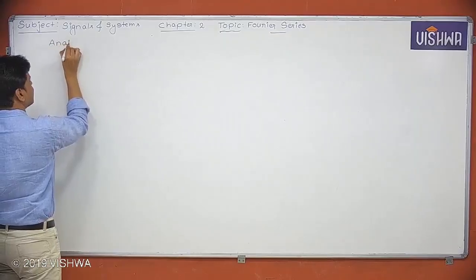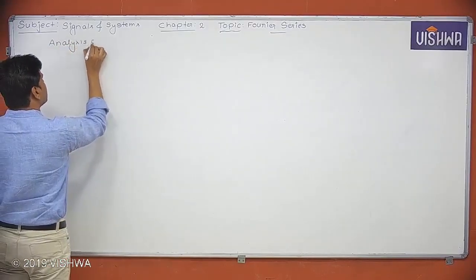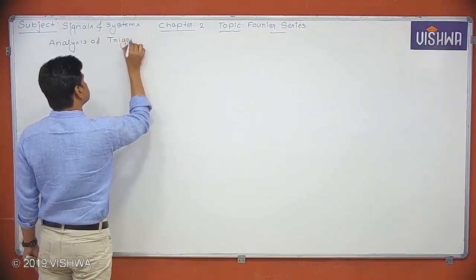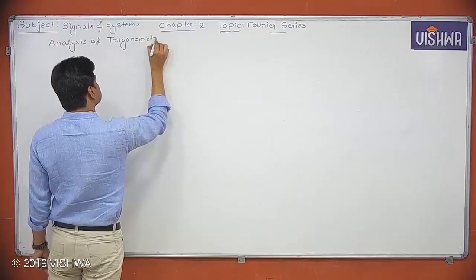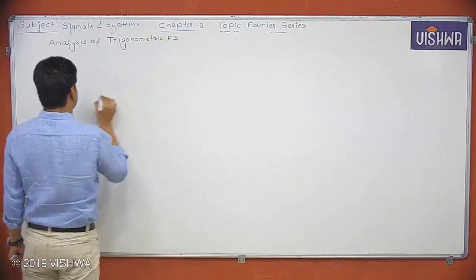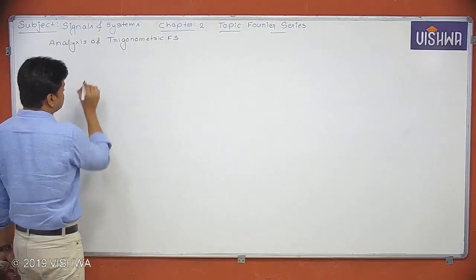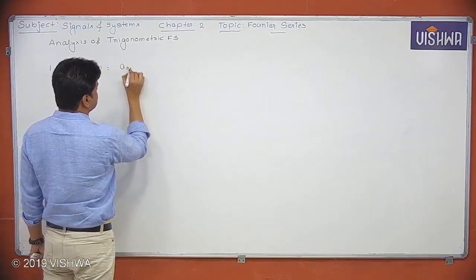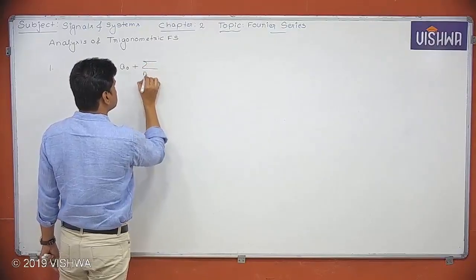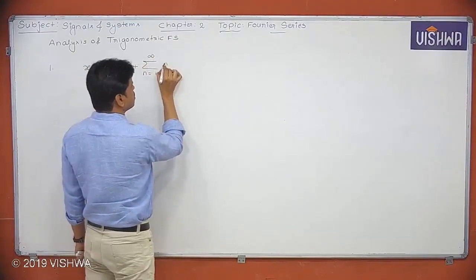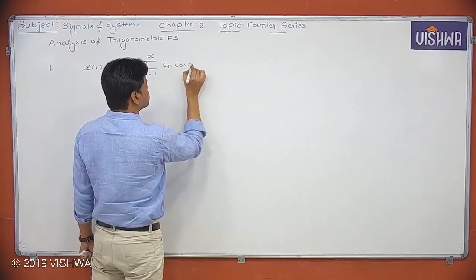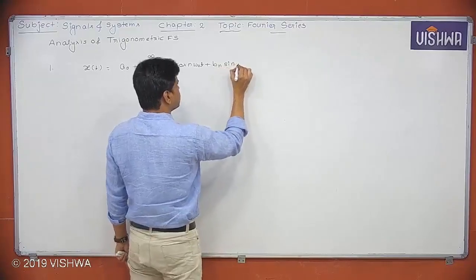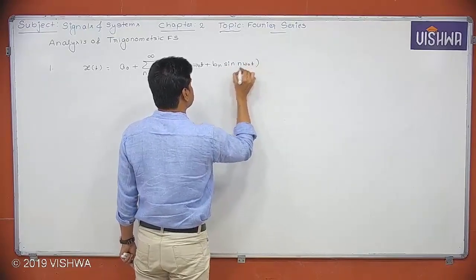Dividing analysis of trigonometric Fourier series. First one, we can write x of t is equal to a0 plus summation n is equal to 1 to infinity an cos n omega naught t plus bn sin n omega naught t. Like that we should write.